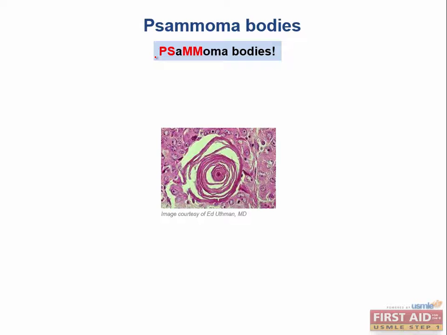So there are 4 cancers associated with psammoma bodies, and these are very important. Actually, the USMLE loves to test psammoma bodies, so know them. And you can remember them easily by the word psammoma. PSMM. Those are the 4 cancers.